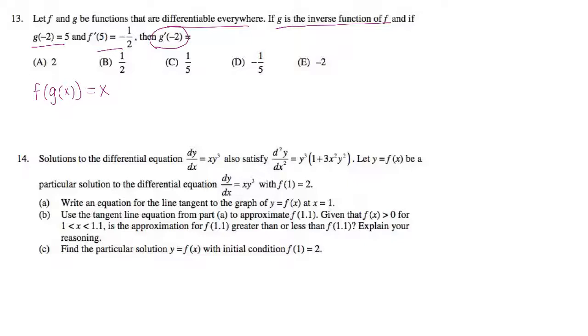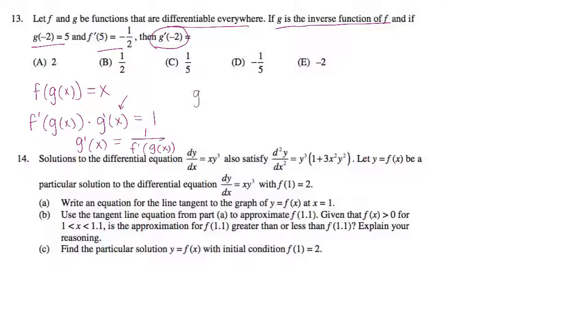So we need the derivative, so let's do the derivative of both sides. And this will be chain rule. We have the derivative of the outside times the derivative of the inside. And over here it's just going to be 1. So here's the derivative of the inverse. g prime at x is 1 over f prime at g at x.